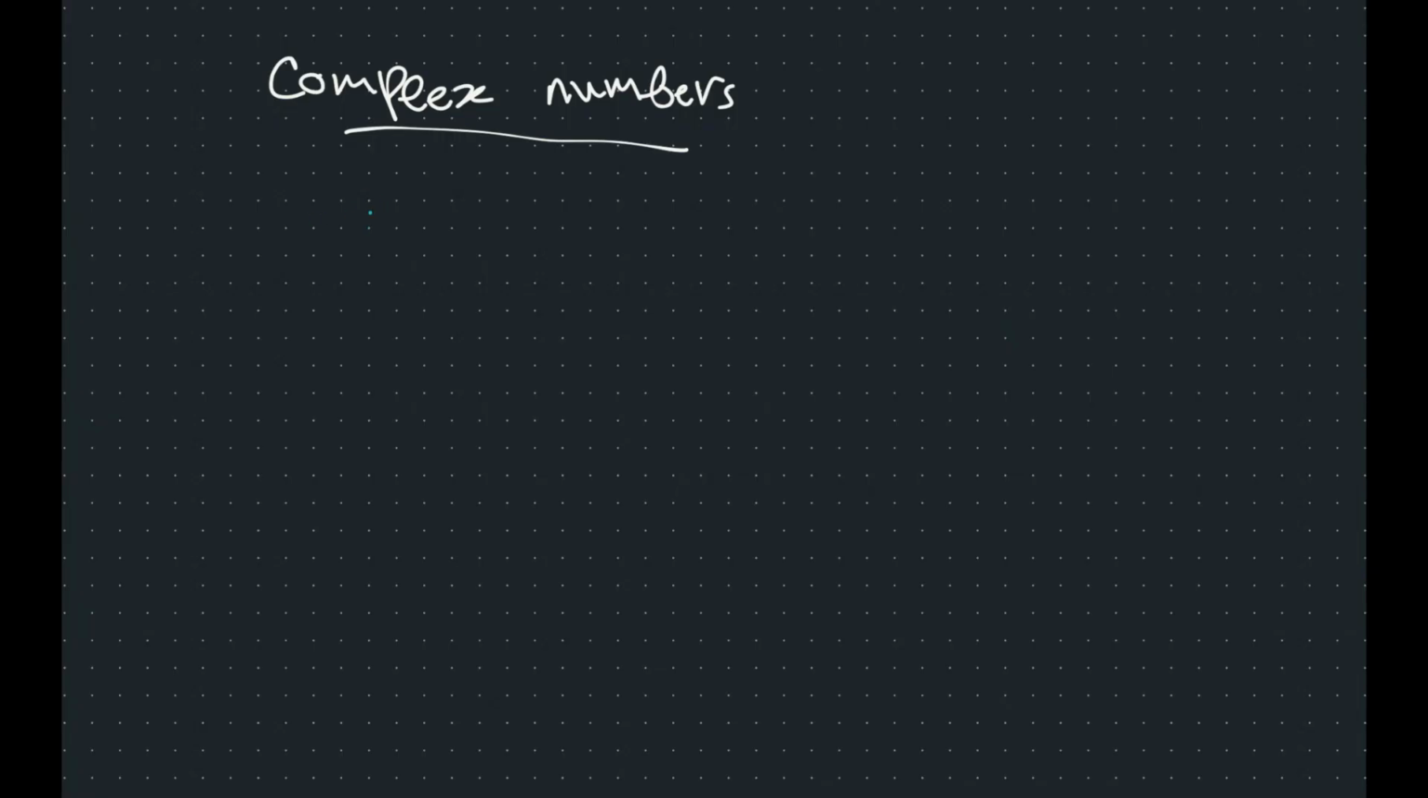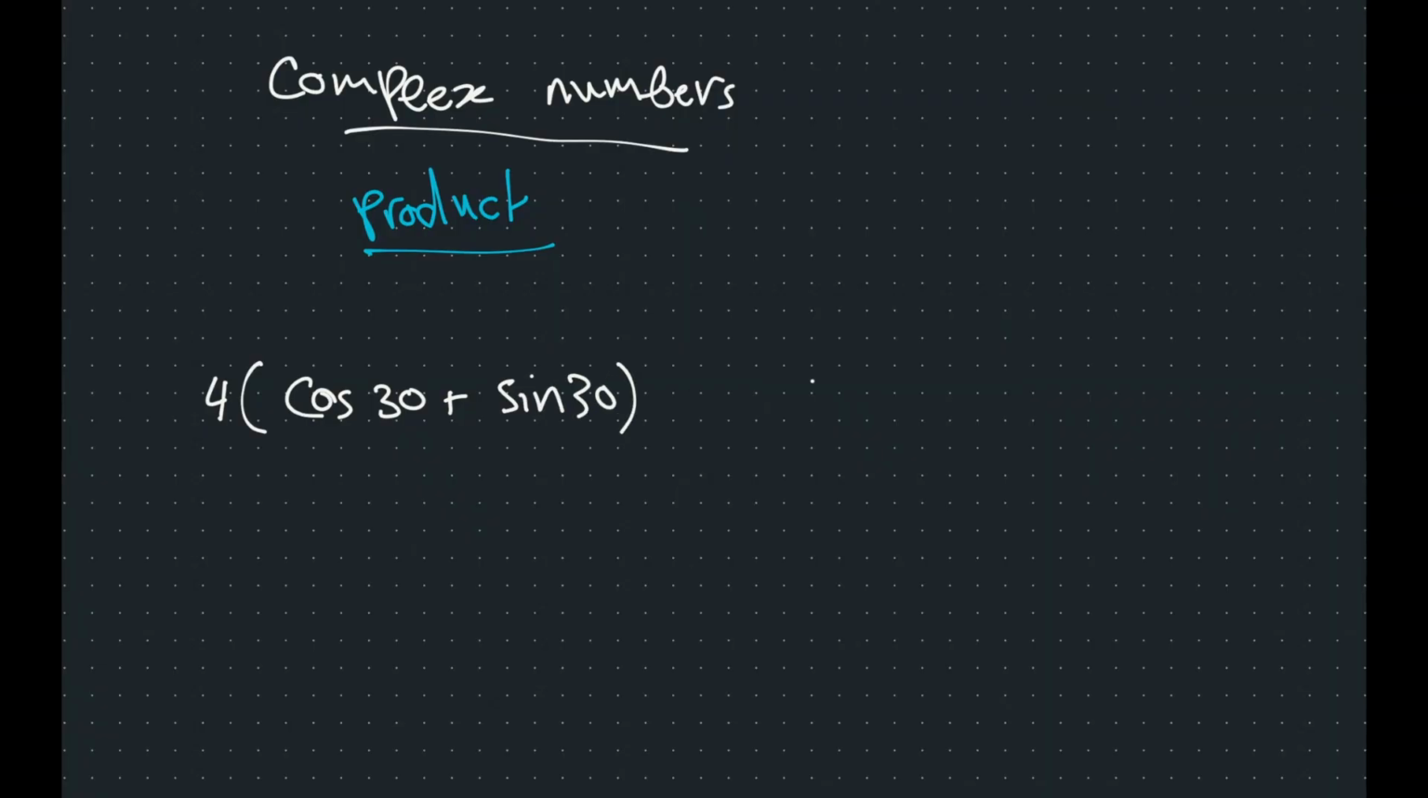Now the second part is finding the product of complex numbers, and it is extremely easy. Let's take an example. If we have, for example, 4 times (cosine 30 plus sine 30), times, let's say, 2 times (cosine 60 plus sine 60). And I forgot one thing, which is i. And this made it really a complex number.